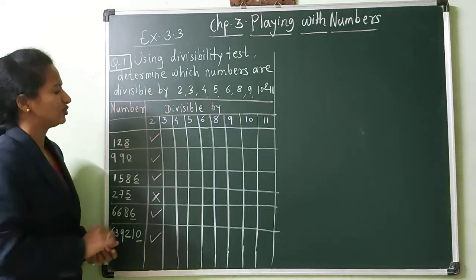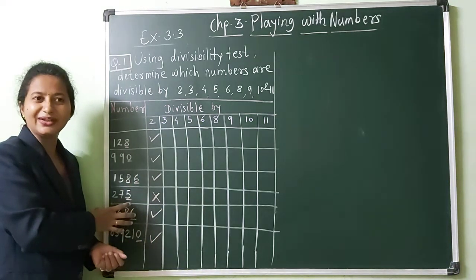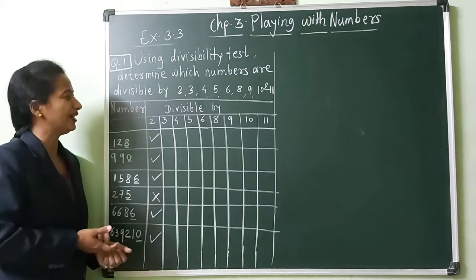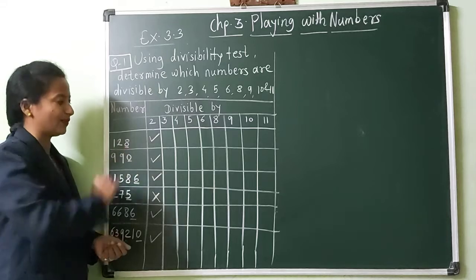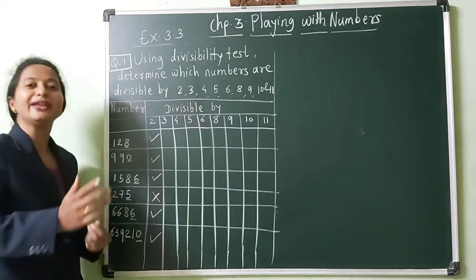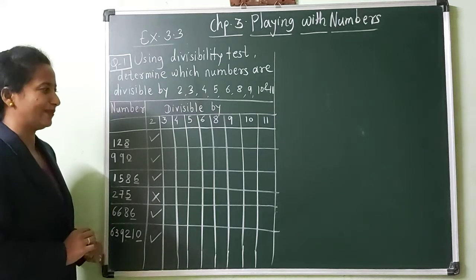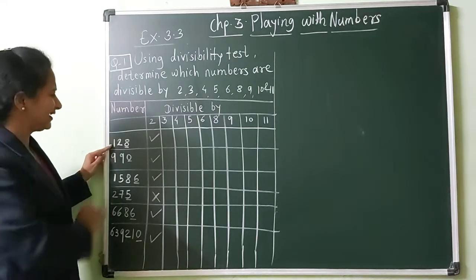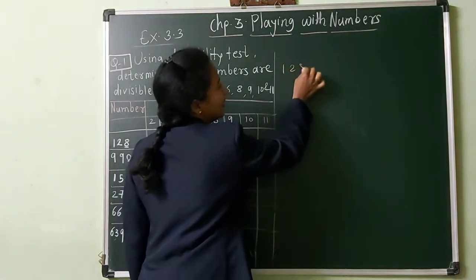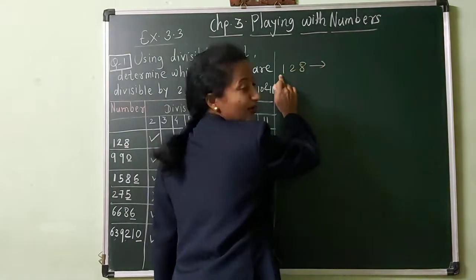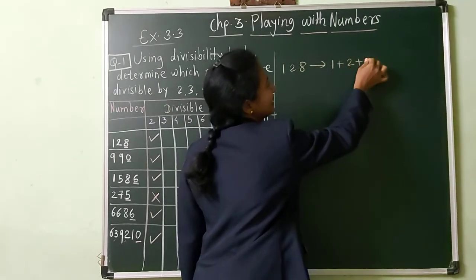Now we'll move towards 3. Are these given numbers divisible by 3 or not? What do we have to do here? For 3, you have to add the digits present in the given number. If that sum is divisible by 3, then that number is divisible by 3. So first example we will take 128. Here I will explain. For 128, we have to add all digits. So 1 plus 2 plus 8.